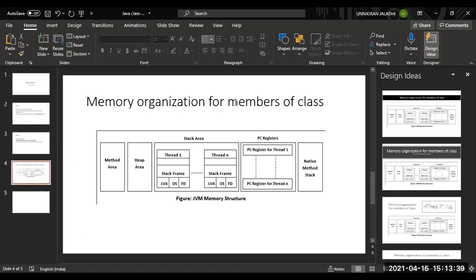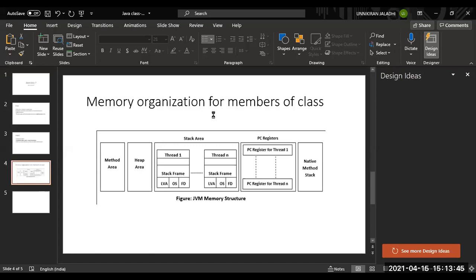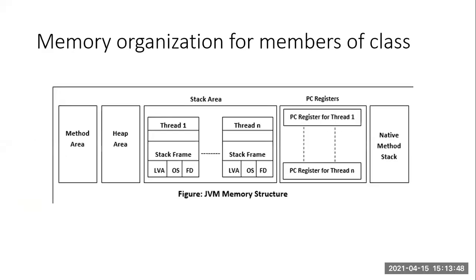So, memory organization for the members of a class. This is the JVM memory structure. It will be in 5 stages. So this is the method area. The JVM doesn't have a compiler. The compiler is always outside the JVM only. You have to remember this one. Compilation is outside the JVM. After the compilation, Java bytecodes will be arranged in memory. So this is the JVM memory structure in 5 steps.